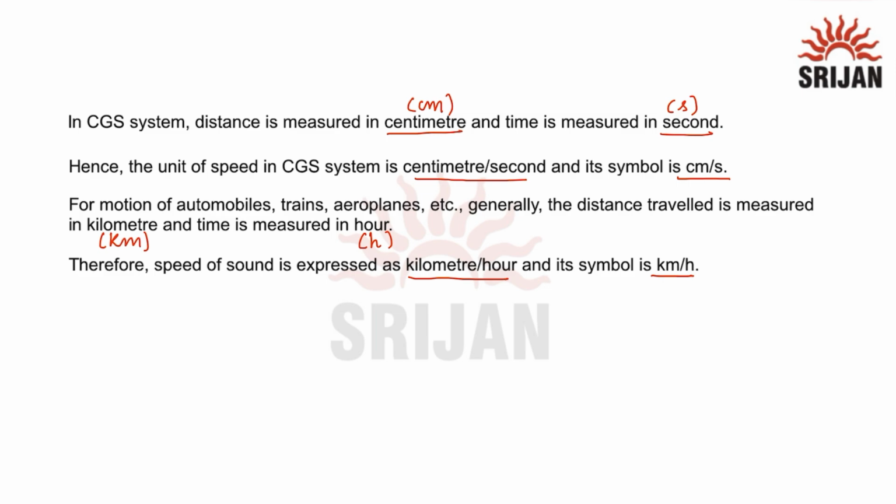So speed is a measure of how quickly an object moves, calculated by dividing the distance traveled by the time taken, and understanding speed helps us compare how fast different objects are moving. I hope this topic is clear to you.